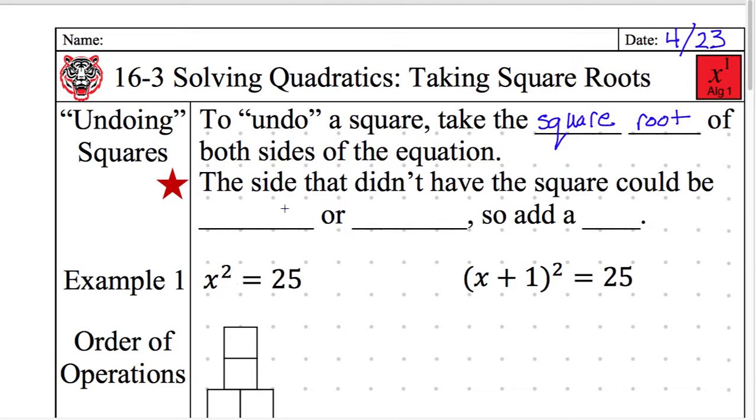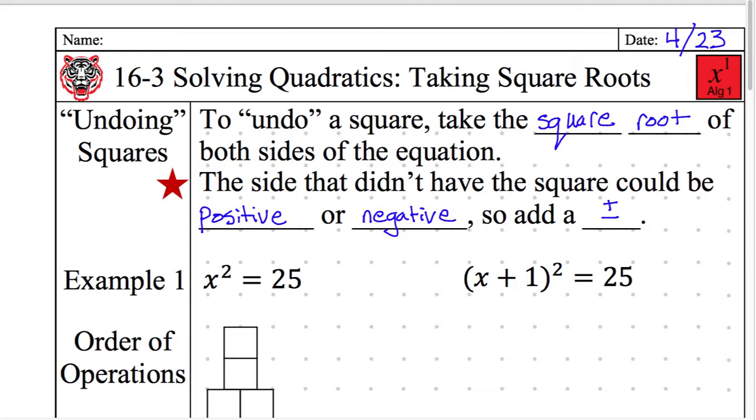The side that didn't have a square could be something or something. It's that thing I talked about in the warm-up. The words I'm looking for start with a P and an N, if you know what those words are. Andres? Positive or negative. There it is, positive or negative. So we're going to add that plus or minus symbol. That means that it could be a positive or it could be a negative.